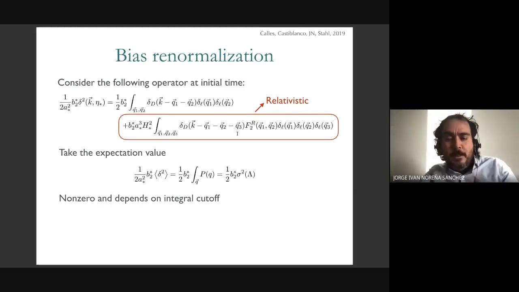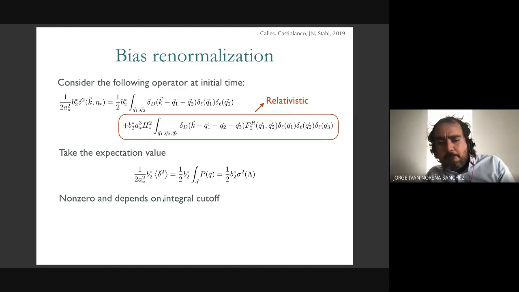Now take the expectation value of this quantity, and you simply get this after you renormalize the background, of course, as we discussed before. And so you get that the expectation value of this is non-zero. This also happens in the Newtonian case; it comes from the first line. The second one disappears after background renormalization.